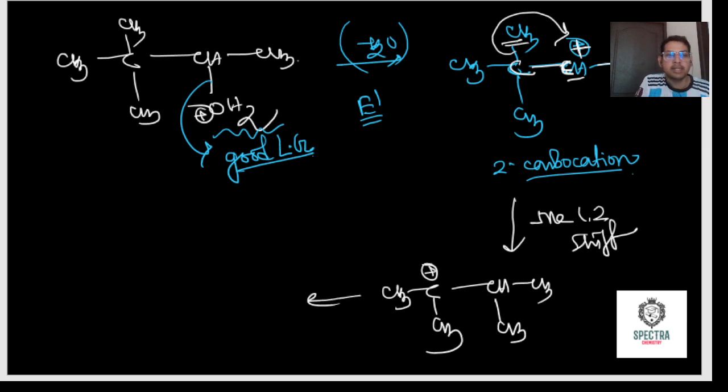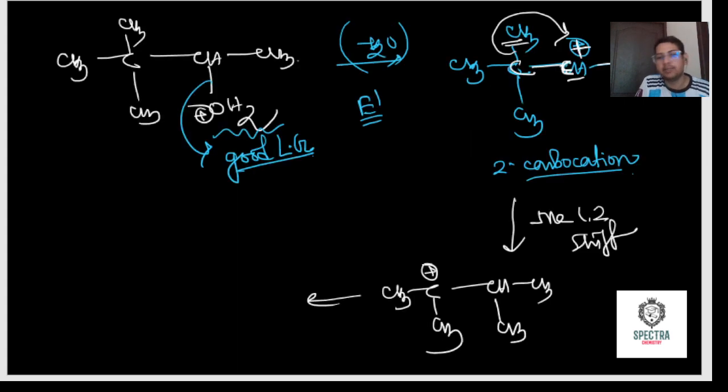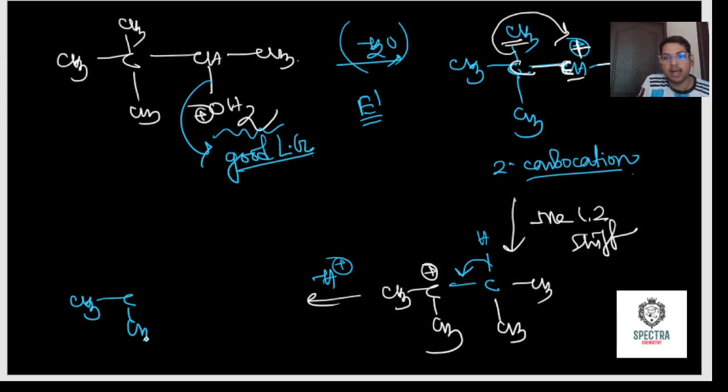Now, you see in this question, concentrated H2SO4 is given, and all the products are alkene. That means you have to do elimination in the last stage. Okay, sir, elimination I have to do. That means I can take this H, H minus H plus, so you are getting this molecule as your major product.